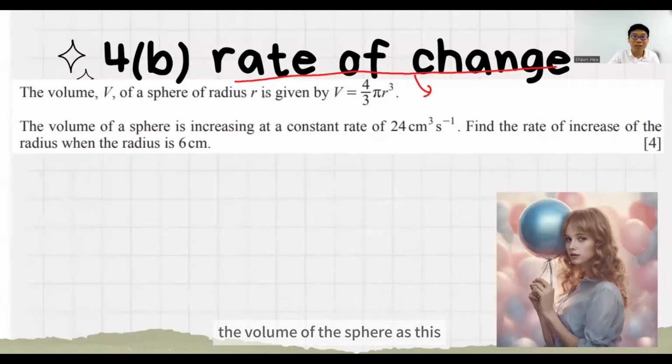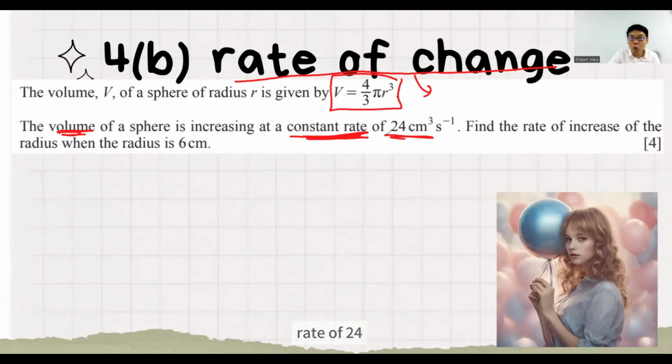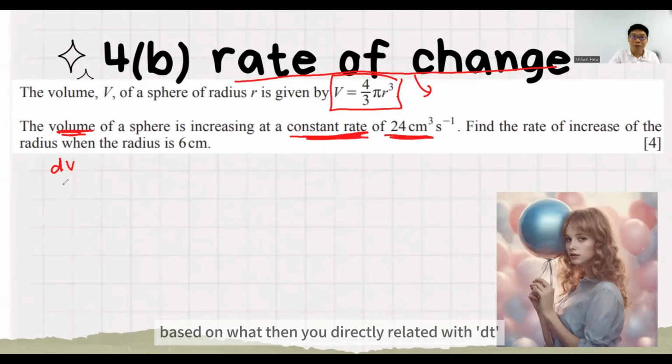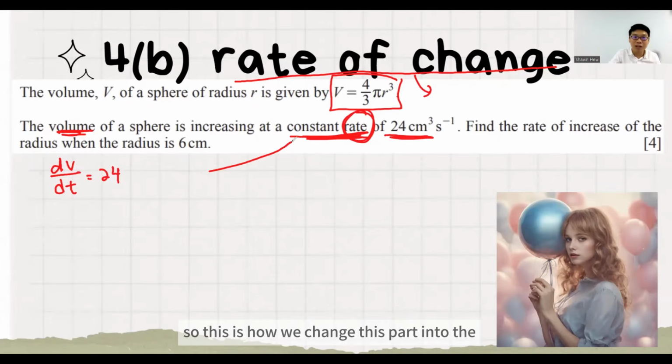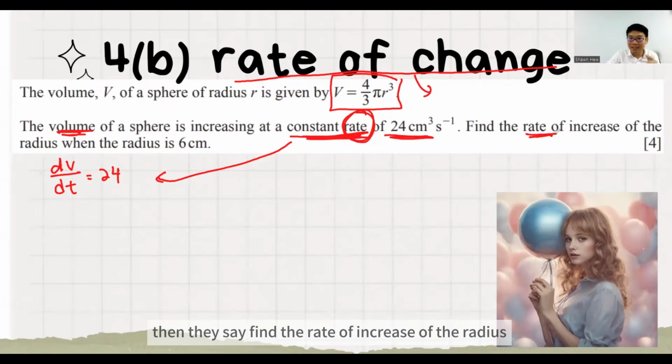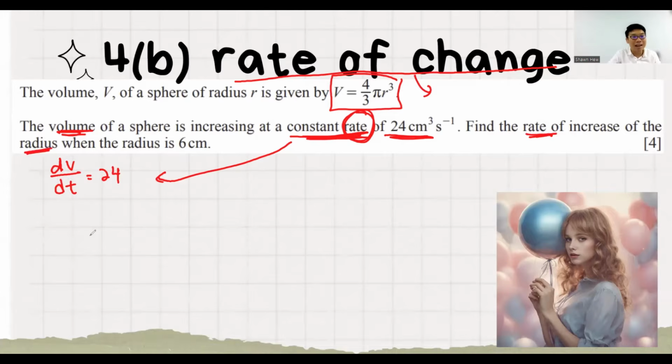They give us the volume of the sphere as this. Then they mention the volume of the sphere is increasing at a rate of 24. So you need to write this sentence as a mathematical sentence, which is volume changes with the rate. Whenever you see a rate and they do not mention what this rate is based on, then you directly relate it with dt. So they tell us dV/dt is 24. This is how we change this part into a mathematical sentence. Then they say find the rate of increase of the radius, which means they ask you to find dr/dt.